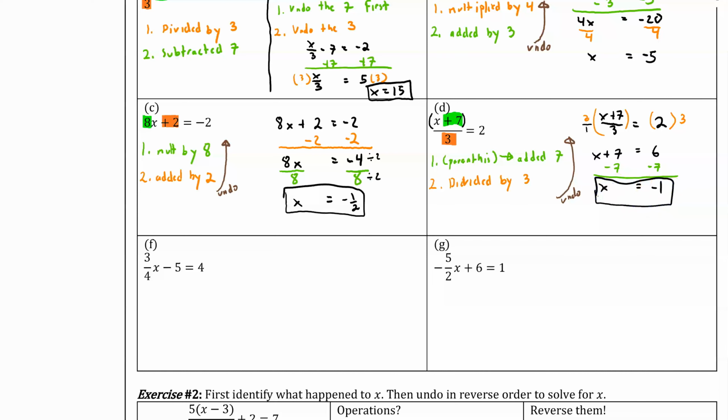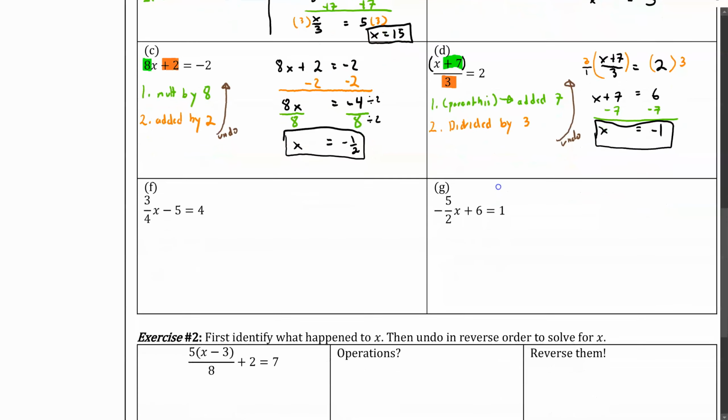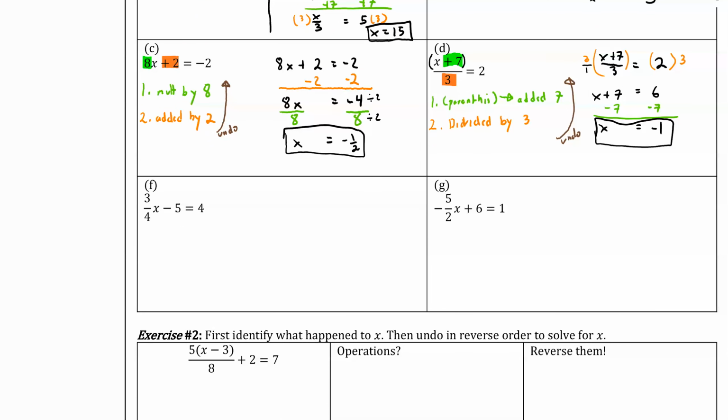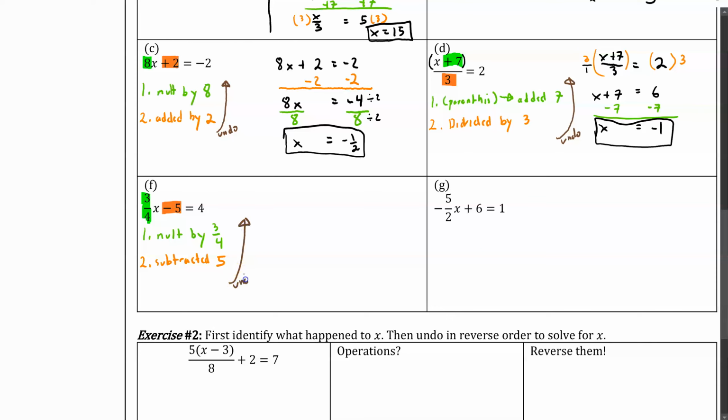Moving on to part F. Following order of operations, what is the problem doing? Well, the problem first has multiplication by 3/4. And then the problem subtracted 5. Okay, so what do we need to do? We need to undo from the bottom to the top.